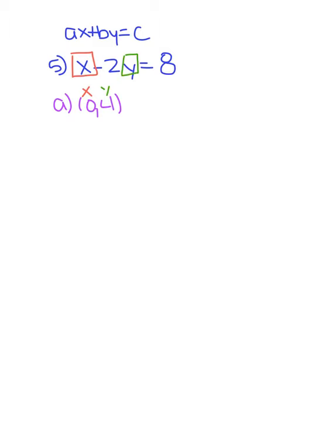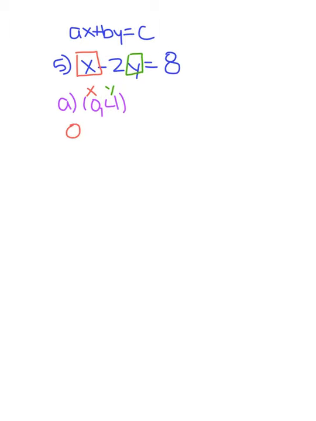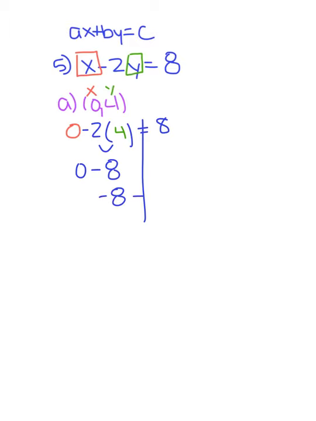So now we're going to fill in. Since the x comes first, we put the 0 first. So I have 0, and then minus 2 times the y, which is 4, equals 8. By order of operations, we do this multiply first. So we have 0 minus 8, and 0 minus 8 is negative 8. Negative 8 does not equal positive 8. So this point is not on this line. 0, 4 is not on the linear equation x minus 2y equals 8.